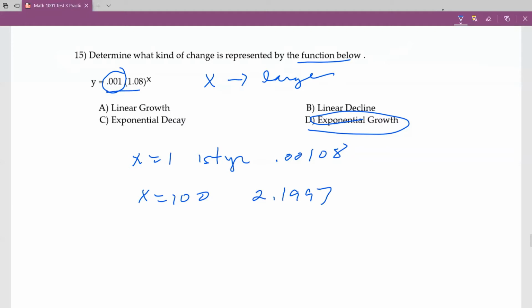And if you go to x equals 200, if I multiplied all this out on the calculator, you'd get a very large number. So it's exponential growth. By the way, if this number had been less than 1, for instance, 0.5 to the x, it would be exponential decay.